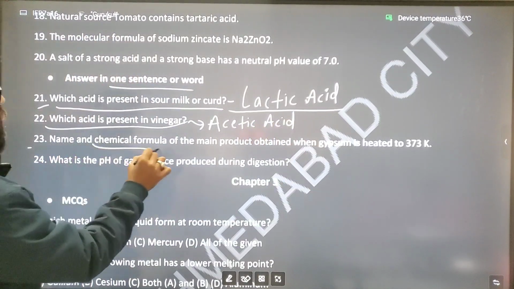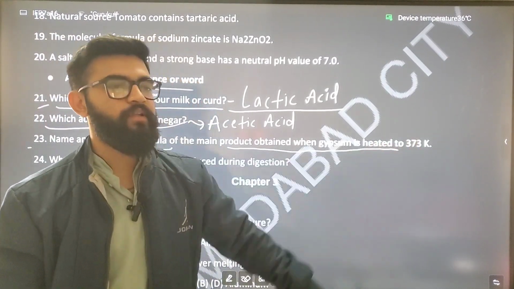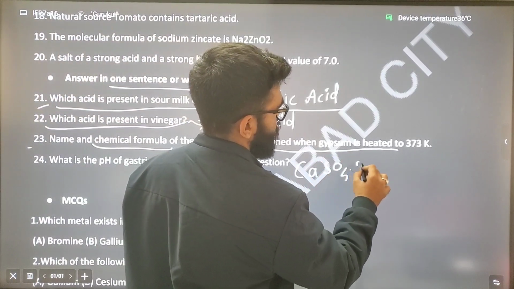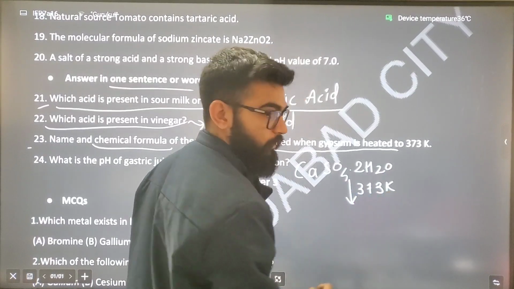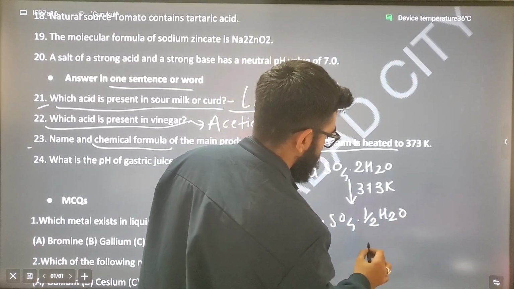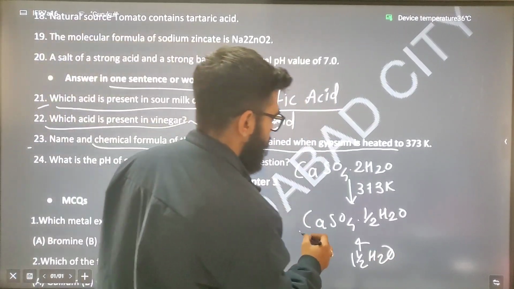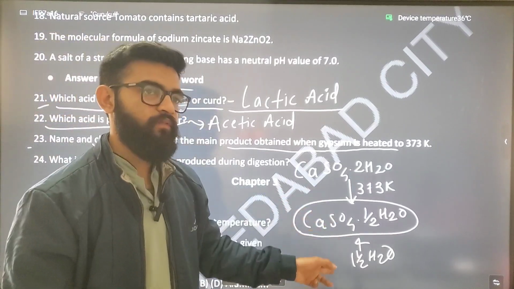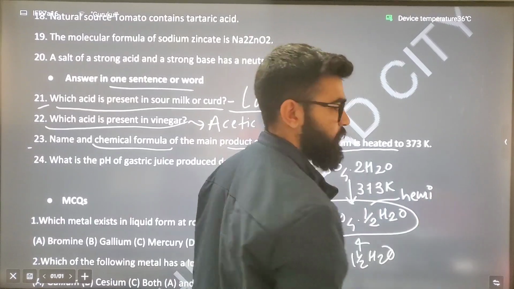Name and chemical formula of the main product obtained when gypsum is heated to 373 Kelvin. Let's heat the gypsum. Gypsum means CaSO4 into 2H2O. As you heat gypsum to 373 Kelvin, you get CaSO4 into 1/2 H2O plus 1.5 water. So the product we get from heating gypsum is plaster of Paris, calcium sulfate hemihydrate.